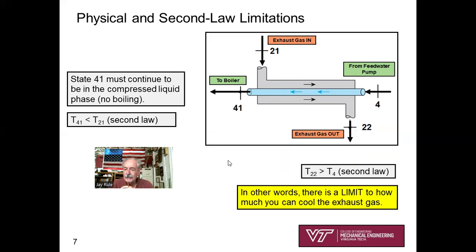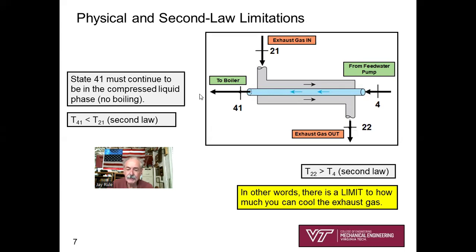So, some physical and second law limitations. Hopefully this is starting to look kind of familiar to you. Do you see that the temperature of the feed water going to the boiler is never going to get above the exhaust gas inlet temperature? No way. That's the statement of the second law. So T41 can never be bigger than T21.